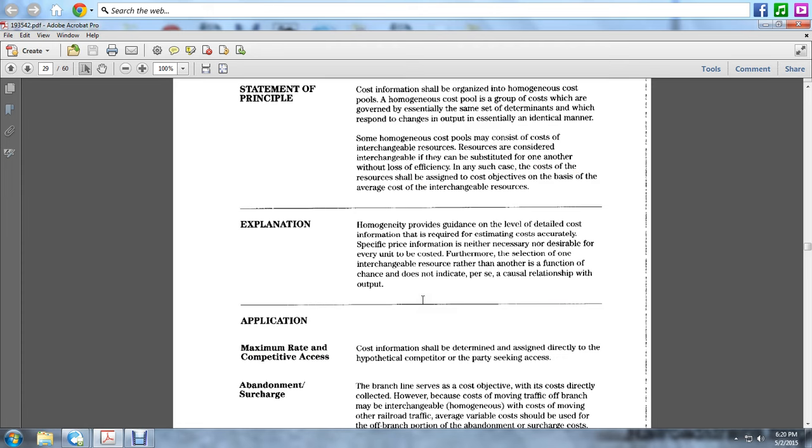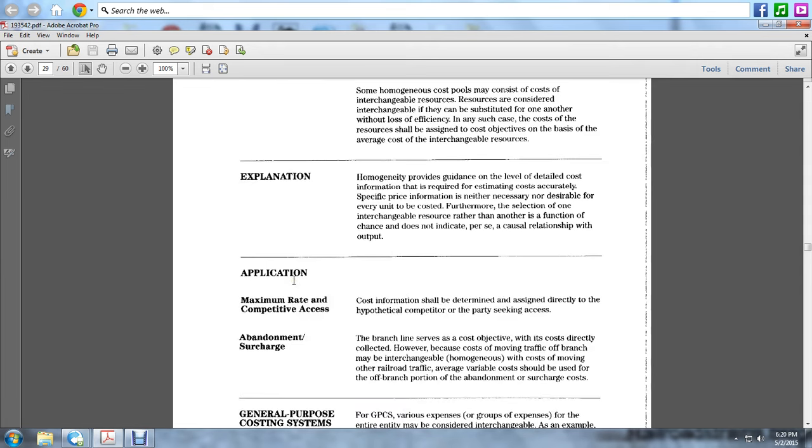The explanation. Homogeneity provides guidance on the level of detailed cost information which will be required to estimate cost accurately, the specific information necessary for the desired unit cost. Furthermore, the selection of one interchangeable resource rather than another does not indicate a causal relationship with output.